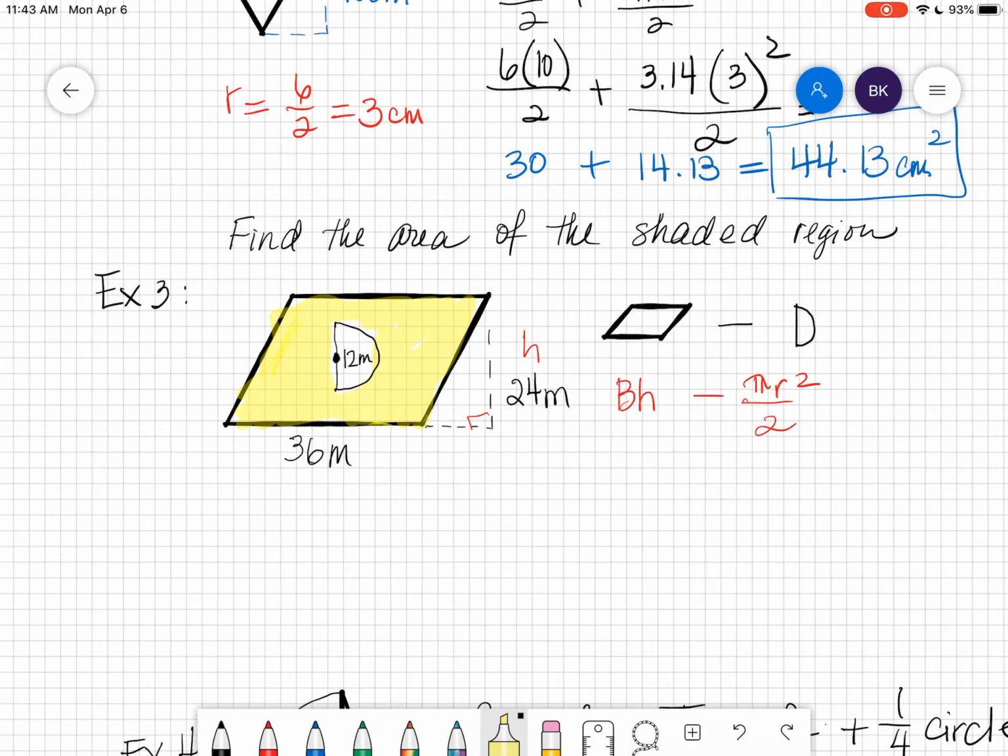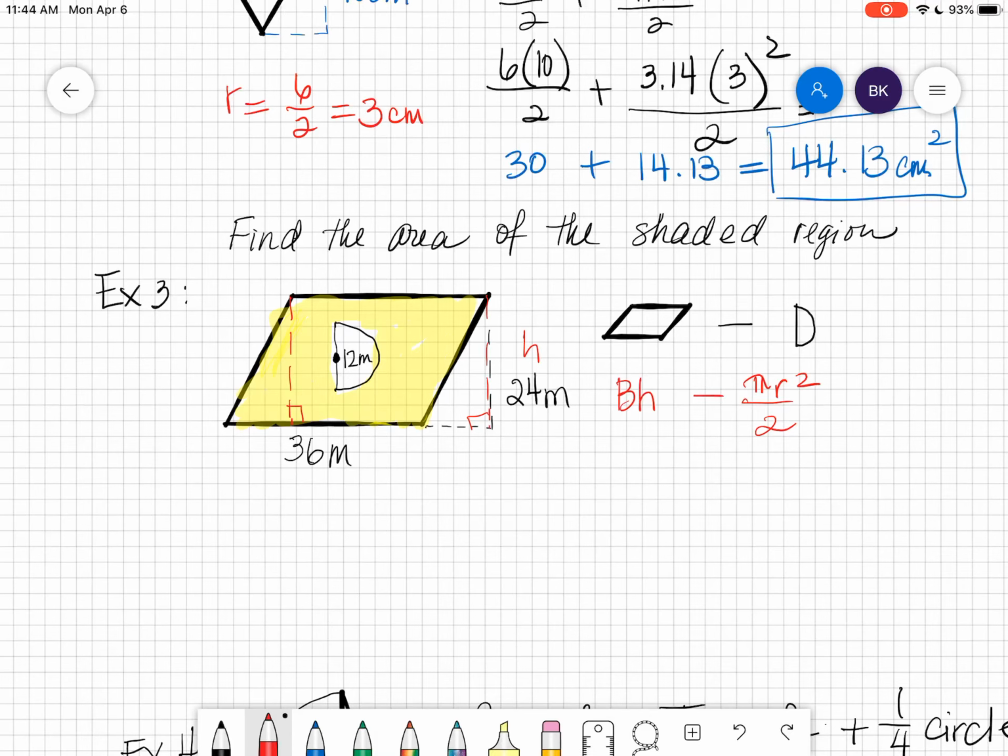Okay, so here we go. Area of the shaded region needs to be found. So I see a parallelogram. And remember that the height in the parallelogram is always perpendicular to the base, or it drops down, so you can actually go like this and drop down the height, or it can be on the side from one of the vertices being dropped down. Okay, so it's 24 meters and the base is 36 meters.